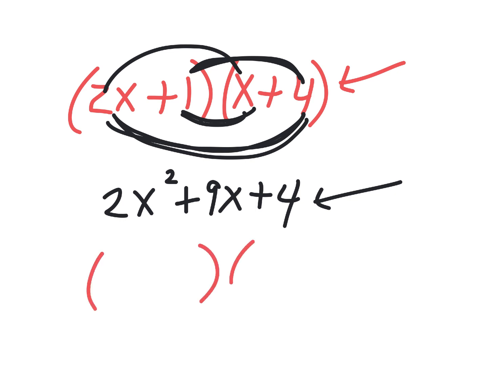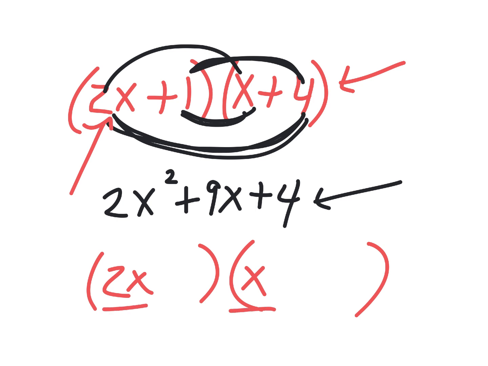You'd make 2 parentheses. How is it different? It starts with a 2x and an x. See what I'm saying? This has a 2x here, so you needed a 2x and an x. That's how you get a 2x squared. What do we do next? Signs. This only has pluses, so it has to be plus and plus. And last but not least, how do you make a 4? There were 2 choices. A 1 and a 4, or it could have been a 2 and a 2.